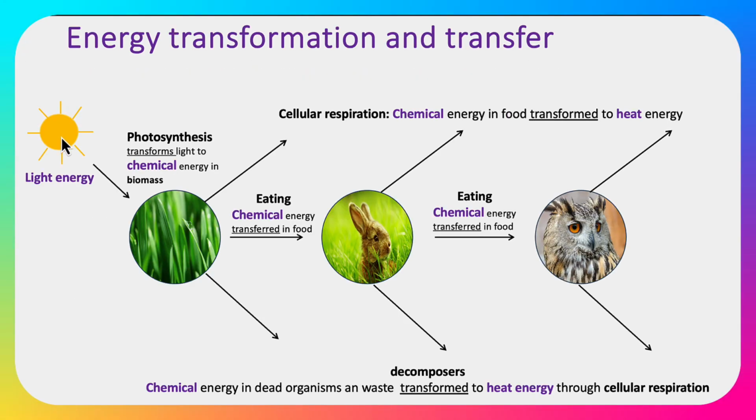Ultimately, all of the energy in an ecosystem comes from the sun in the form of light energy. And our producers, our plants primarily, through the process of photosynthesis, transform that light energy to chemical energy. And they create what we call biomass. And biomass is organic matter. I'm going to define that on the next slide.